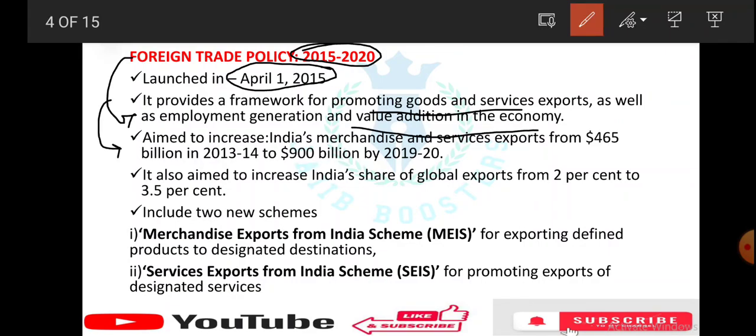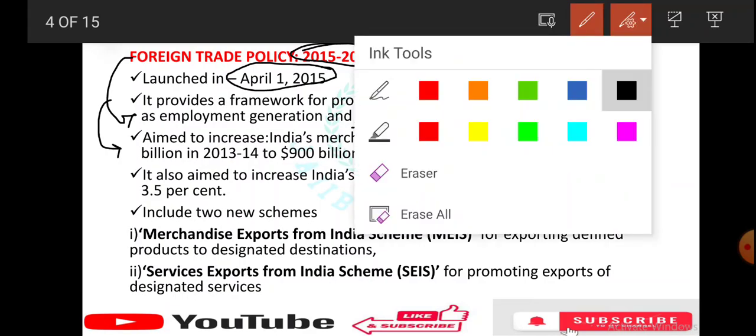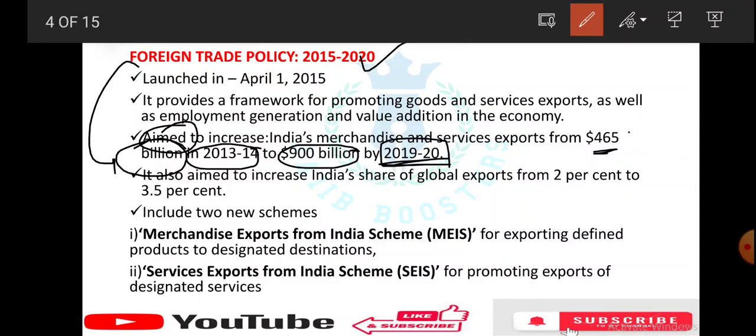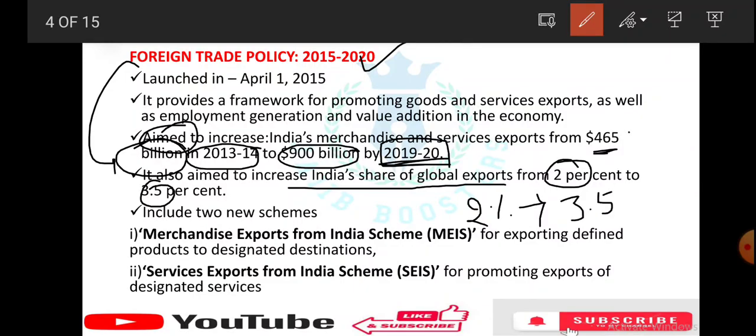The main aim of foreign trade policy 2015 to 20 is to increase India's merchandise and service exports from $465 billion in the year 2013 to 14 to $900 billion by 2019 to 20. This is the main aim. It has another aim: to increase India's share of global exports from 2% to 3.5%.